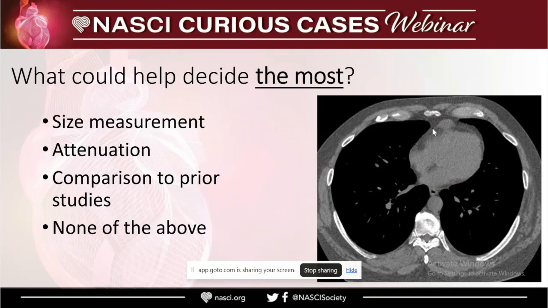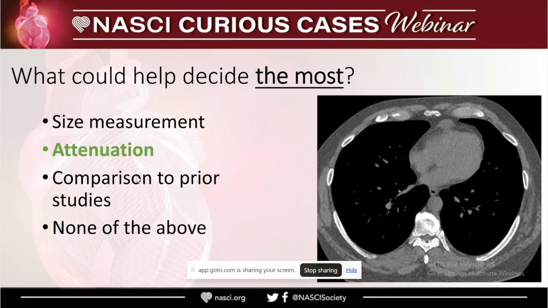Of course, a size measurement will not help you much in determining the nature of this lesion, so you have to look for something else. One of the things that will help you most, if you can, is to compare to other studies. But suppose that it's been stable for a year or two. Does it help you? Of course not. The only thing it helps you define is that it's not an aggressive lesion. But the best thing that will help you is actually attenuation.